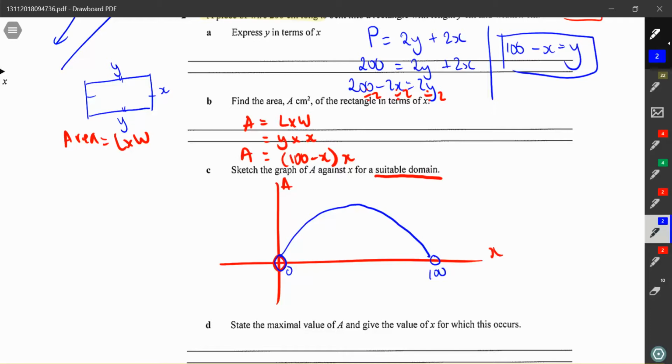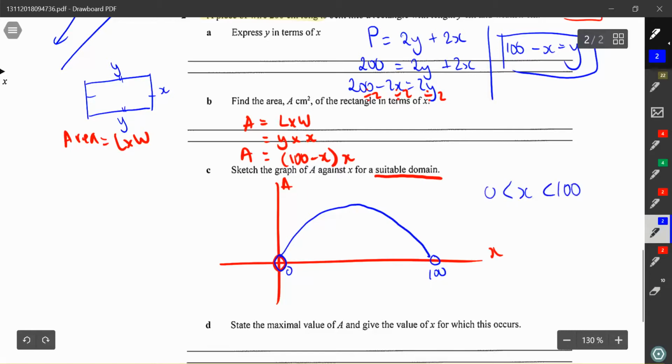Endpoints sometimes will include your axis intercepts as well. Okay, in our case, our endpoints happen to be the axis intercepts. So our domain is clearly from 0 to 100. Our domain doesn't include 0 and it doesn't include 100. That's my domain there. But you've got to find your maximum.